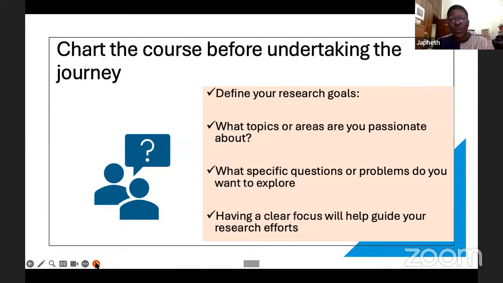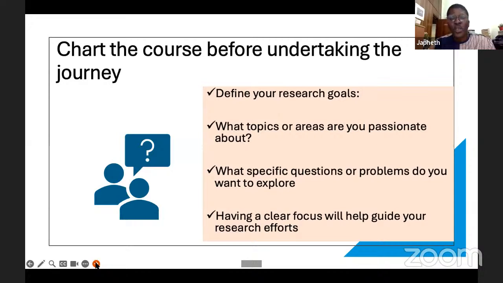So if we want to chart the research course, then we must have a defined research goal, or we must be able to define our research goals. That means that, for example, I'm a microbiologist, and within the context of microbiology, you can have various fields. So as an individual, I must determine where my passion is, exactly in microbiology, what I want to do, what my research question looks like, what areas of microbiology am I very much interested in. And that is what I meant by you have to chart your course even before the journey.